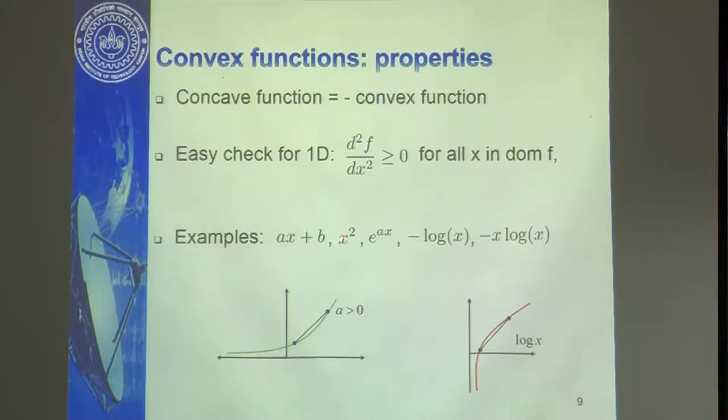For any other function, let us say x square, what is it? The second derivative is 2, so it is convex. e raised to the power ax is what? The second derivative is a square, where a can be either positive or negative. a square is always positive, so it is always convex. Whether you are talking about e raised to the power x or e raised to the power minus x, both are convex. There are other examples, just check it out. For example, your entropy function has this property too; it is concave.